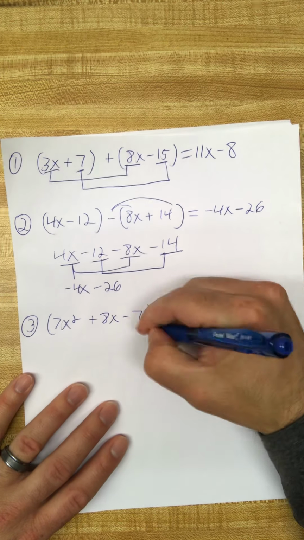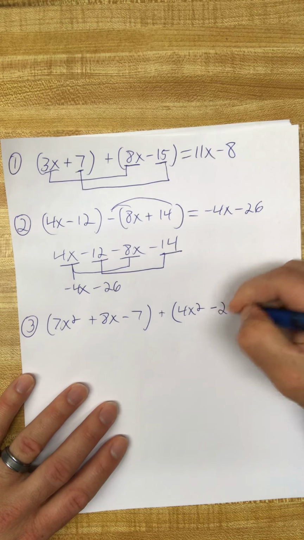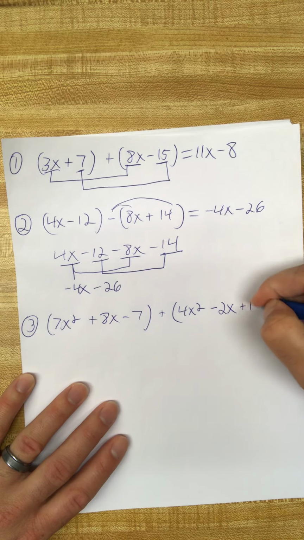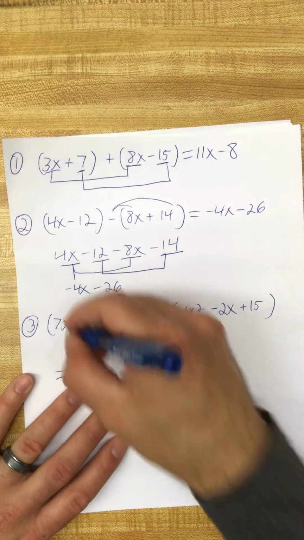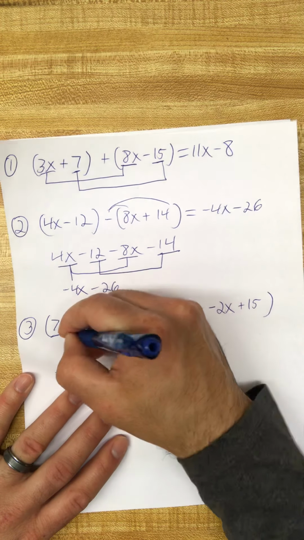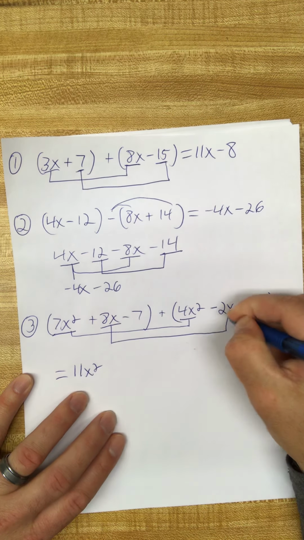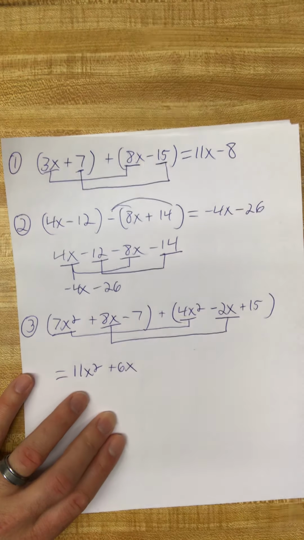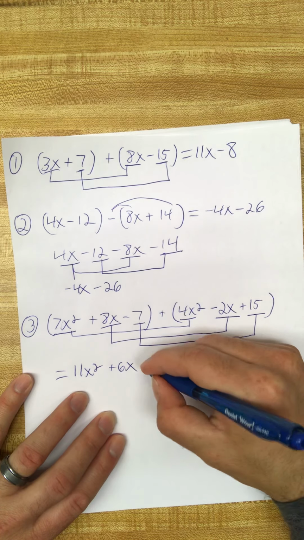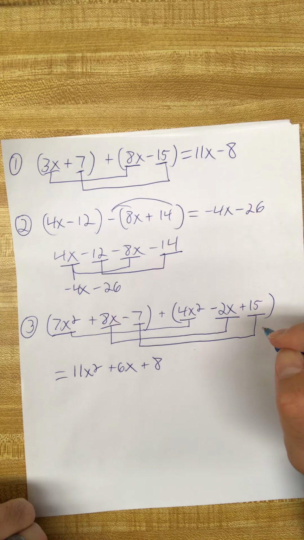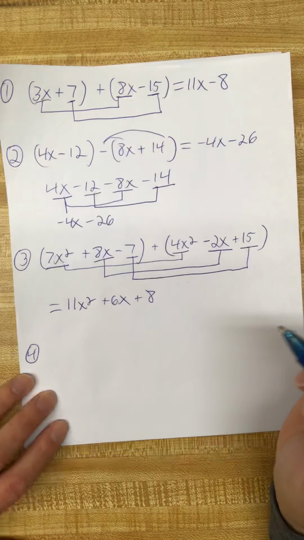Moving on up in the world here, you might get something like this, 7x squared plus 8x minus 7 plus 4x squared minus 2x plus 15. All right, and again, we're just matching up our like terms, x squared with x squared. So 7x squared plus 4x squared, 11x squared. 8x minus 2x is 6x. And then you got minus 7 and plus 15 is plus 8. And that's it.